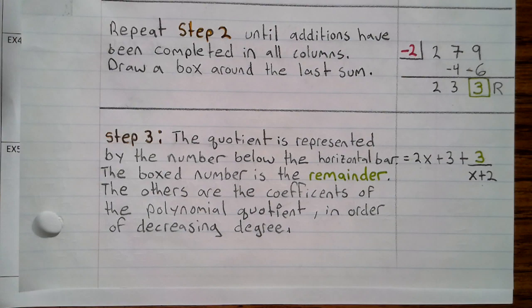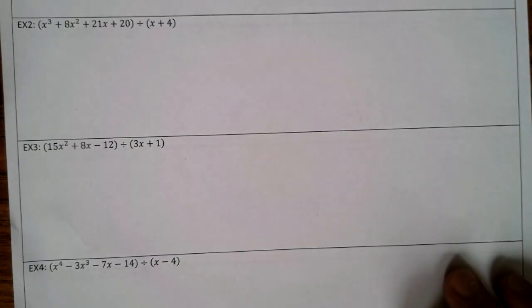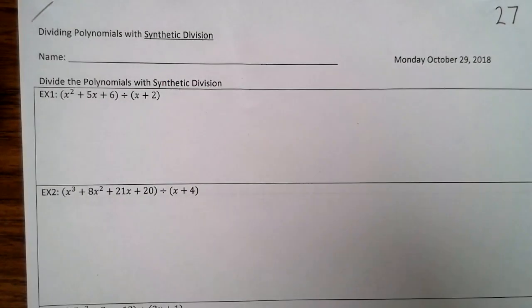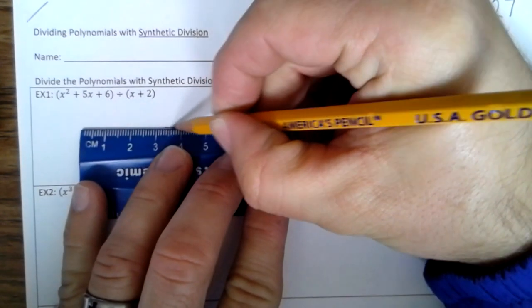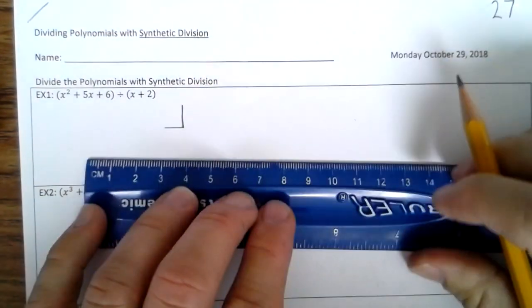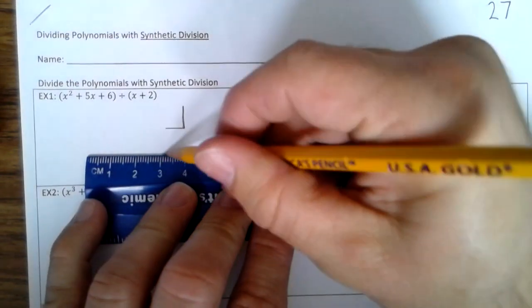All right, so with that, finish up your notes. All right, now your notes are updated. Let's take a look at the examples. Now, the first thing you want to do is draw your synthetic division. So you draw your little box here, and then your line.